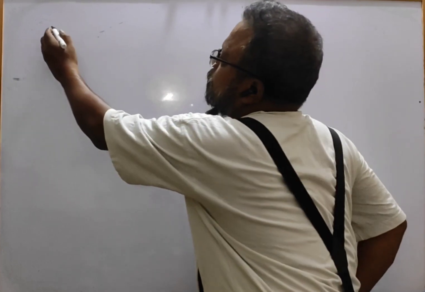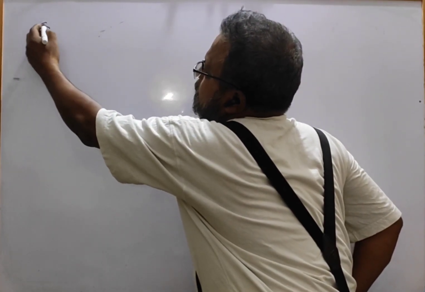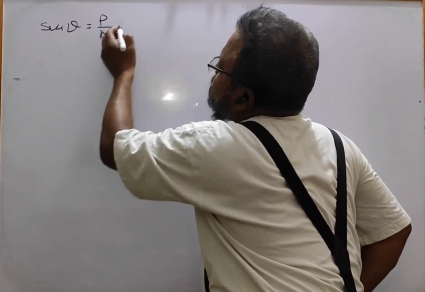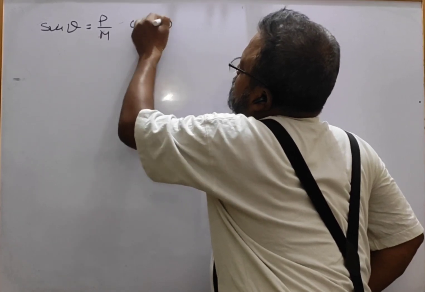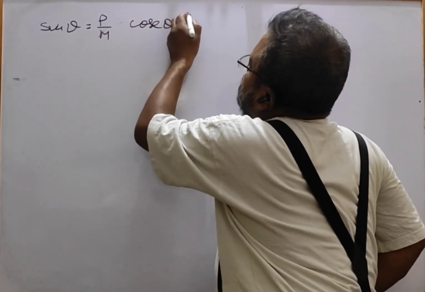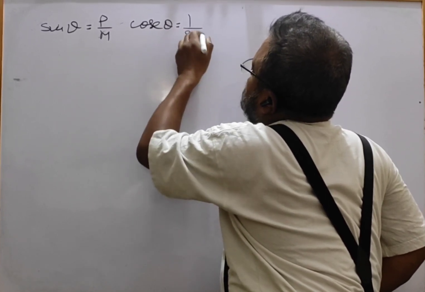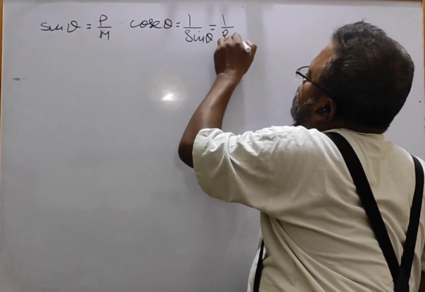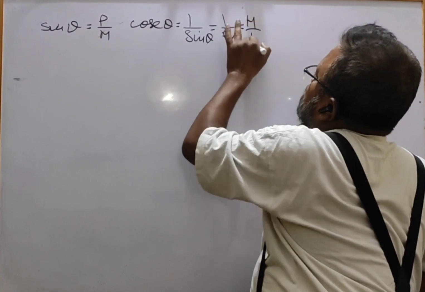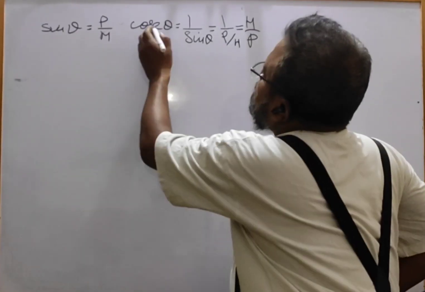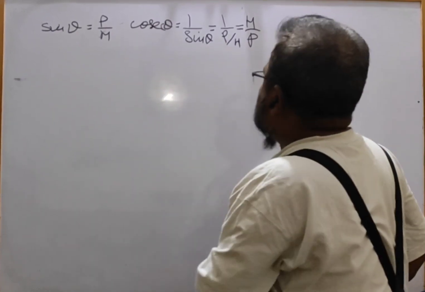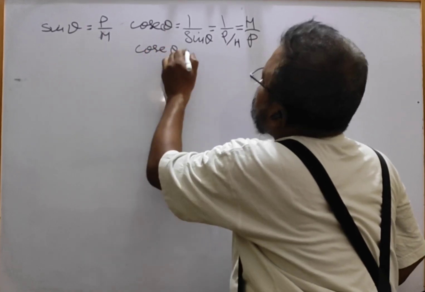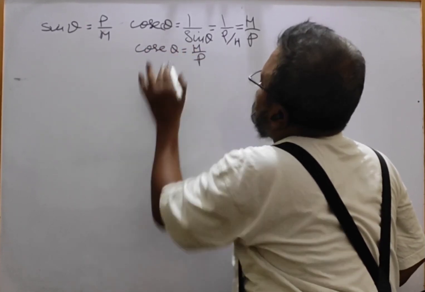As you know, sine theta is equal to perpendicular upon hypotenuse, and cosec theta is equal to 1 upon sine theta. So it becomes 1 upon perpendicular upon hypotenuse, which can be written as hypotenuse upon perpendicular. So cosec theta is equal to hypotenuse upon perpendicular.